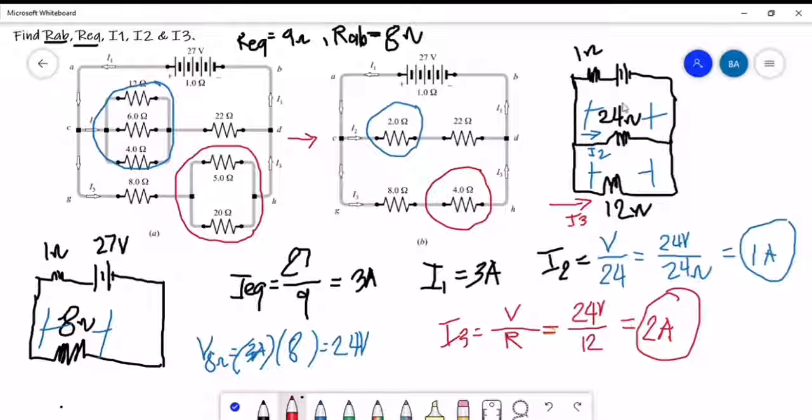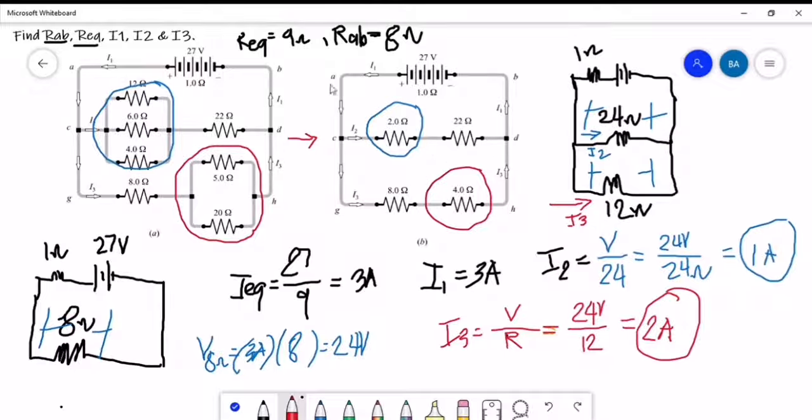And then we will be using the resistance of 24 ohms to solve for our I sub 2, and we will be using the resistance of 12 ohms to solve for our I sub 3. So overall, our I sub 1 is equal to 3 amperes, our I sub 2 is equal to 1 ampere, and our I sub 3 is equal to 2 amperes. So that is how to solve.